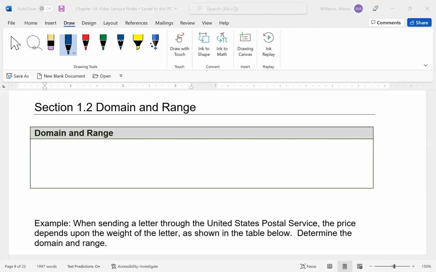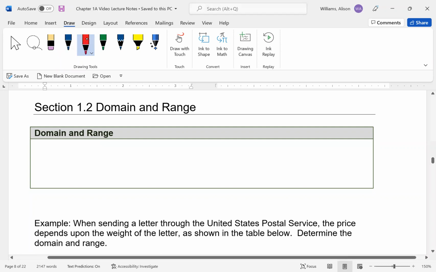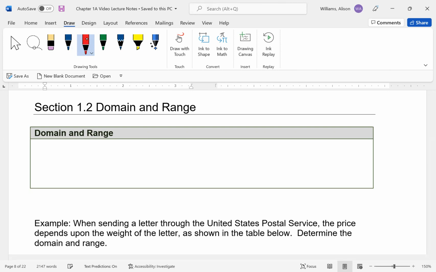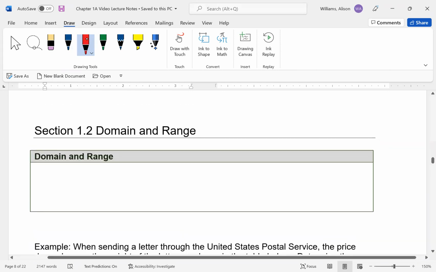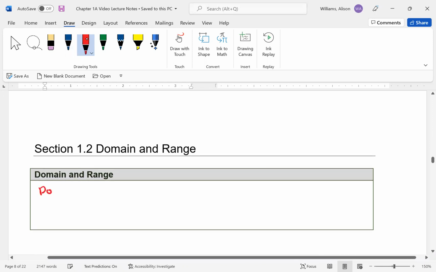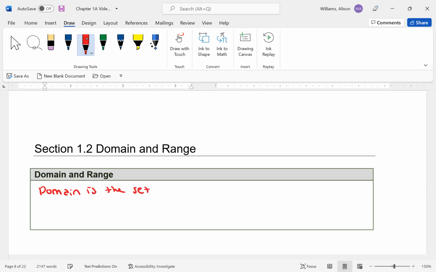In this video, we're going to talk about domain and range. Now, we did briefly talk about this when we discussed functions, but let's go ahead and formally define the domain and range. So the domain, let me scroll the screen down a bit. The domain is the set of all input values of a function.